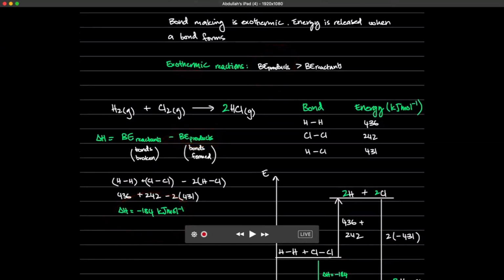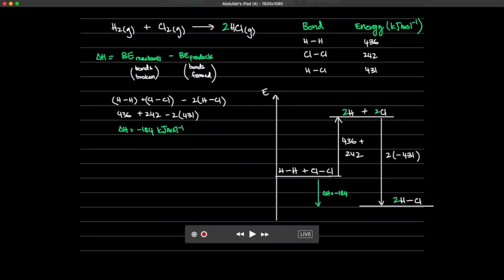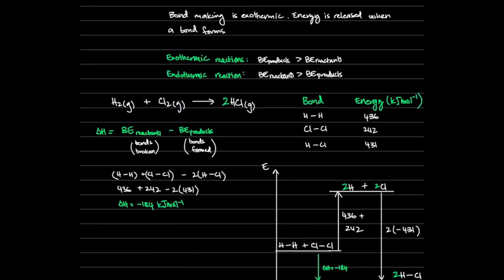ओके, एंड फॉर एंडोथर्मिक रिएक्शंस, okay, for endothermic reactions, it's the opposite. Bond energy of reactants is greater than bond energy of products. Okay, bond energy of reactants is greater than bond energy of products. It's the opposite, right? This value is bigger. So, all right.